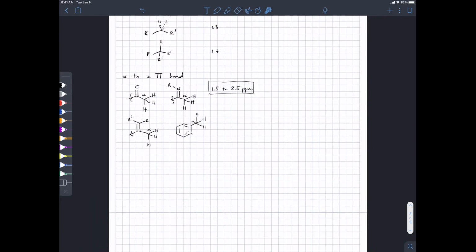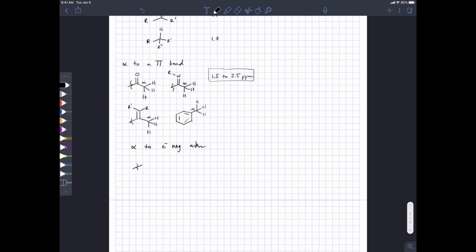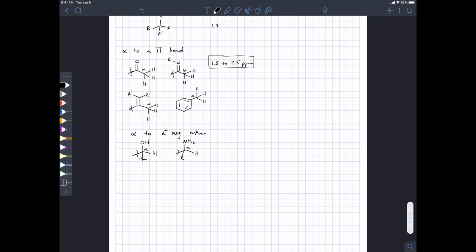Another very useful region of the spectrum, as we just talked about, is if you're alpha to an electronegative atom. So classic examples of this would include being alpha to an OH group or to an amino group. The squiggly lines here represent other things, typically alkyl groups. You could be alpha to an electronegative halogen like fluorine or chlorine, and the chemical shift value is going to be in the 2.5, but usually closer to 3 to 4 ppm area.